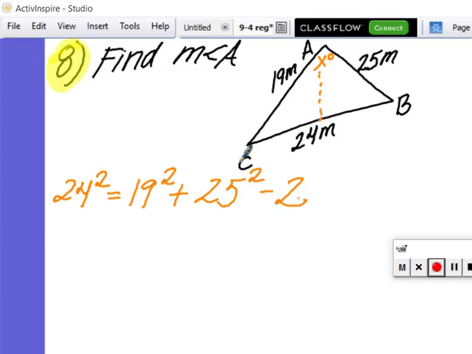No, but you know what? You'll always put the side across from what you're trying to find on the outside. Good question. Minus 2 times 19 times 25 times cosine of angle x, which is really angle A. So you could even just write cosine of A.